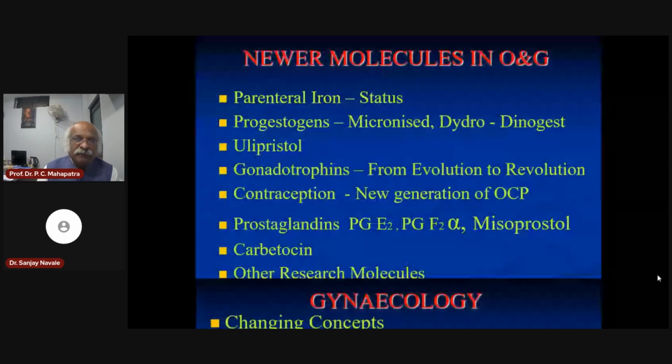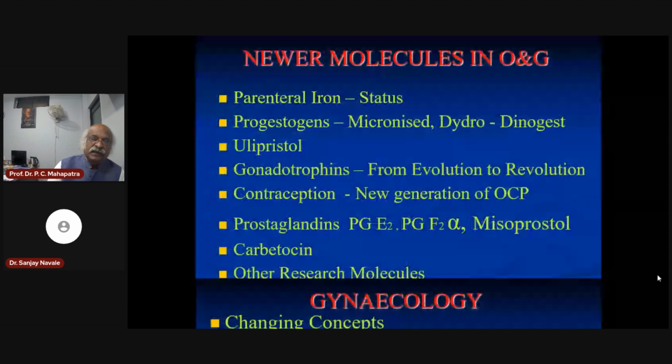Ulipristal for myoma uterus. Ulipristal is another new molecule which was used, then temporarily banned and not being used because of liver effects. Now again it has been proved that ulipristal can be of use particularly for the medical management of myoma rather than surgery.